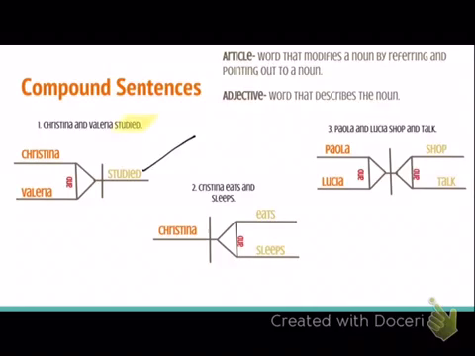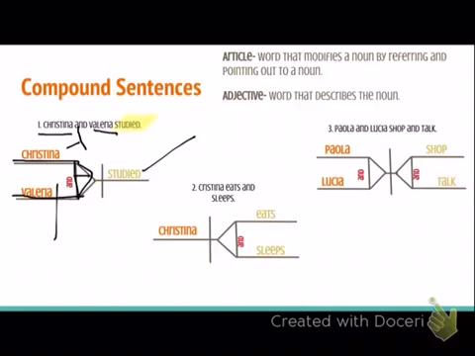And now we're going to look at who studied. Well, it's Christina and Valeria. And look, here we have a conjunction, so it means we have a compound subject. So we're going to write Christina because it's first here, then the conjunction and here, and then Valeria because it's the second subject right here. Now we're going to do the second example.